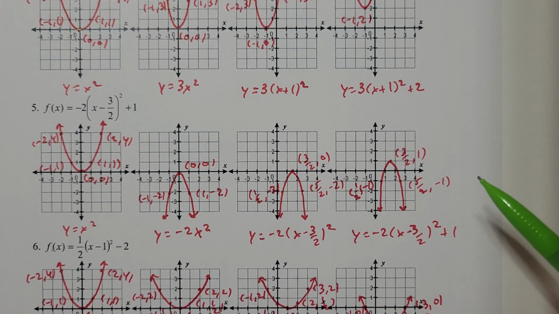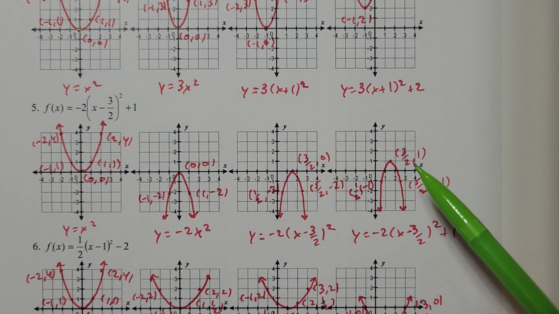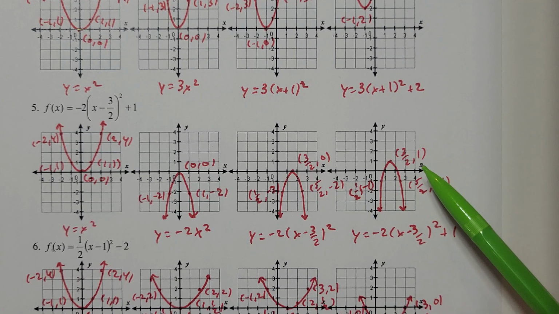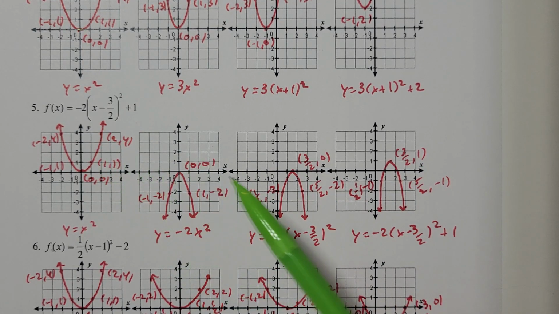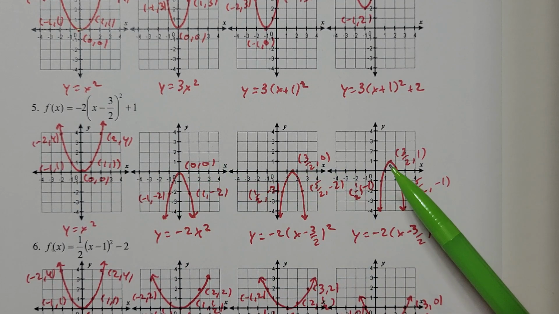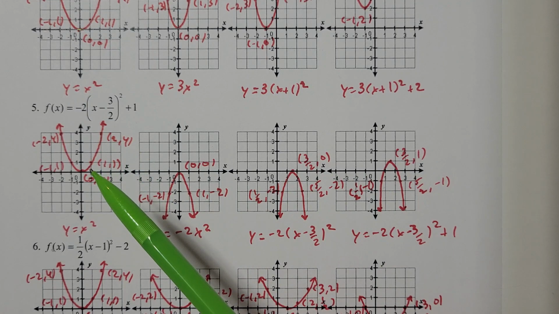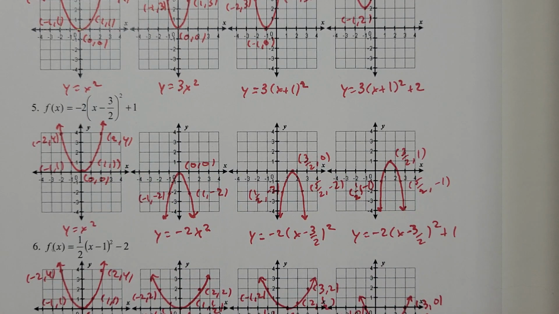Okay, and yeah, just as I said, the vertex is at the point 3 halves, 1, right? H is 3 halves, K is 1. I could know that before I even did any graphing, that's where the vertex is going to be. And also I know that this parabola is going to open down. And that's exactly what happened.